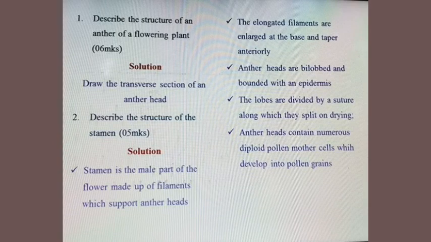Next, describe the structure of the stamen. We all know the stamen is the male part of the flower, and it is made up of filaments which support the anther heads. These filaments are elongated, enlarged at the base and taper anteriorly. These filaments hold bilobed anthers which are bounded with an epidermis. The lobes are divided by a suture along which they split on drying. So the anther heads contain numerous diploid mother cells which develop into pollen grains on maturing. So that is how you can respond to such a question. It has 5 marks, and simply we can accumulate the 5 marks by those few points.